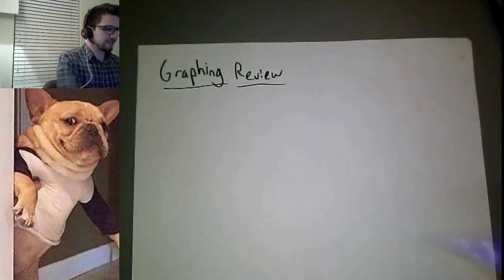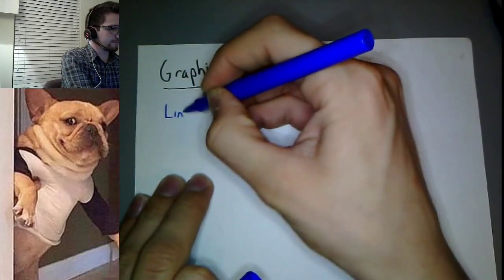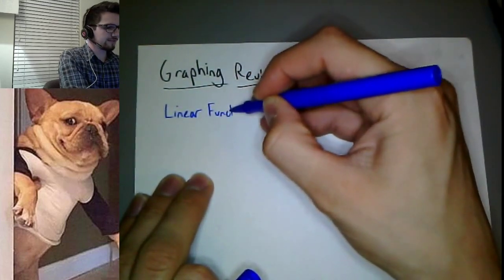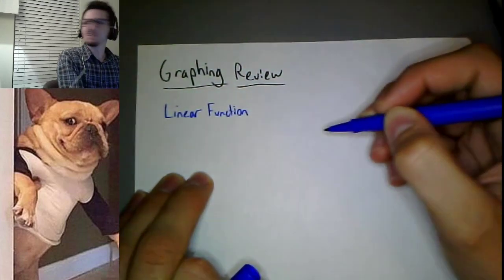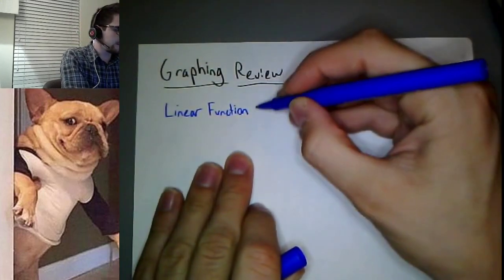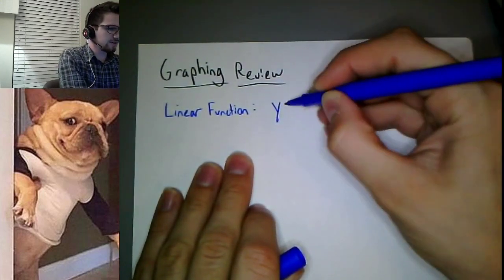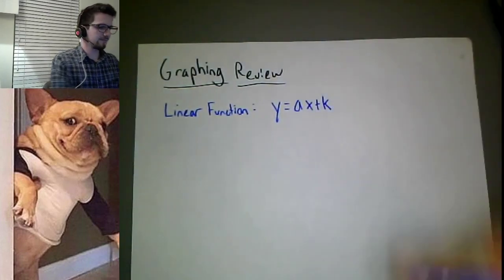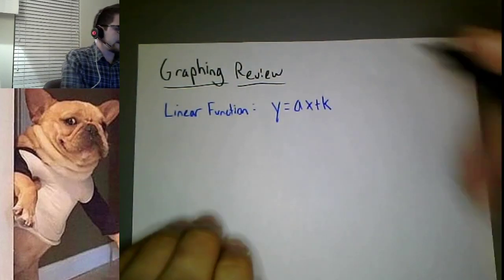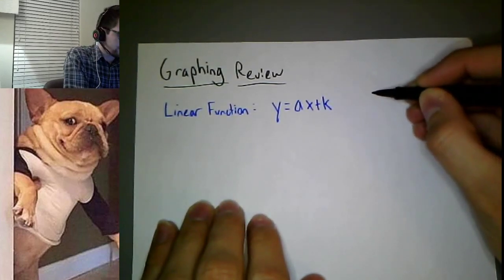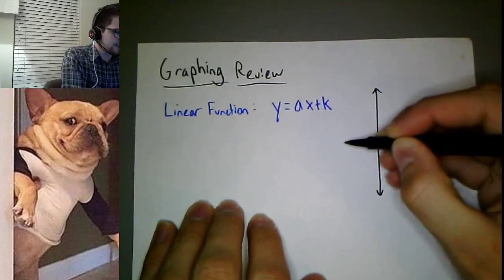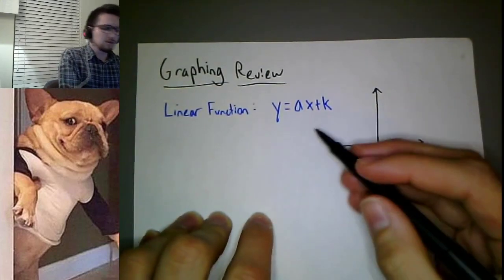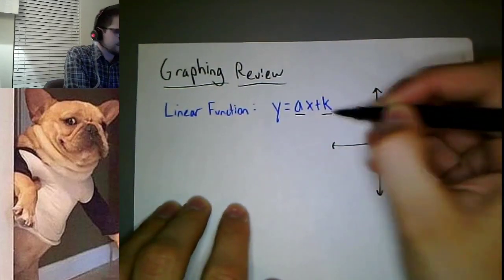So the first thing we talked about was a linear function. We said the equation was y equals ax plus k. And I'm going to be very specific with my descriptions to make sure everyone's on the same page. So, what did each of these things mean?